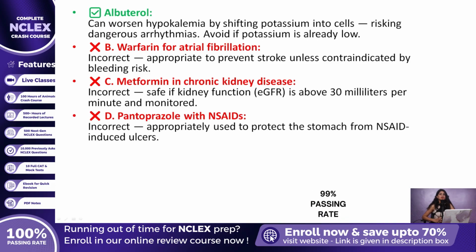Option D, pantoprazole, is a proton pump inhibitor used to protect the stomach lining, especially in clients receiving long-term non-steroidal anti-inflammatory medications. It prevents ulcers and gastrointestinal bleeding, making it a beneficial prescription in this setting. So, once again, option A is the correct answer, and it highlights a classic NCLEX theme: recognizing when a common medication may become harmful based on the client's current lab values or condition.